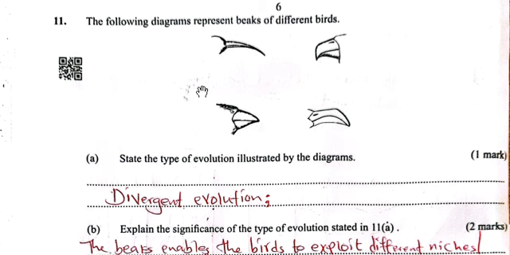Part A, state the type of evolution illustrated by the diagrams. As you can see, the beaks are modified to different habitats or environments and to feeding on different feeds. And that is divergent evolution, from the word diverge.